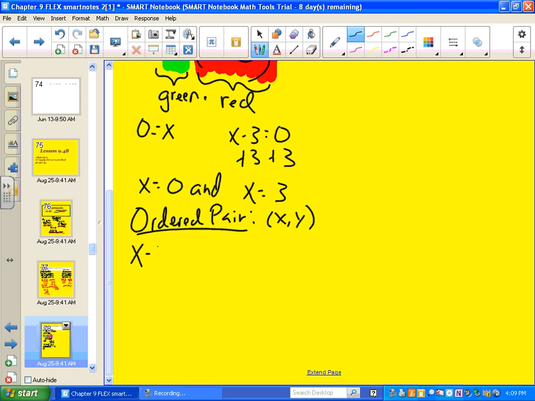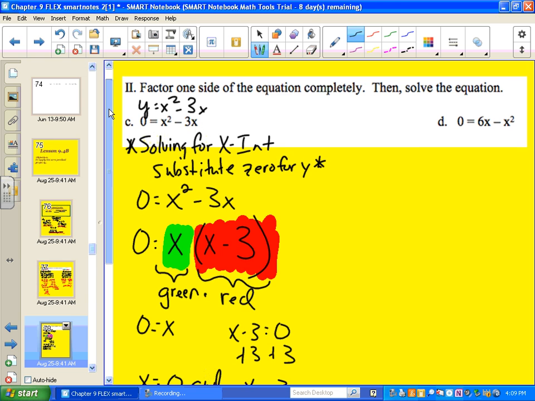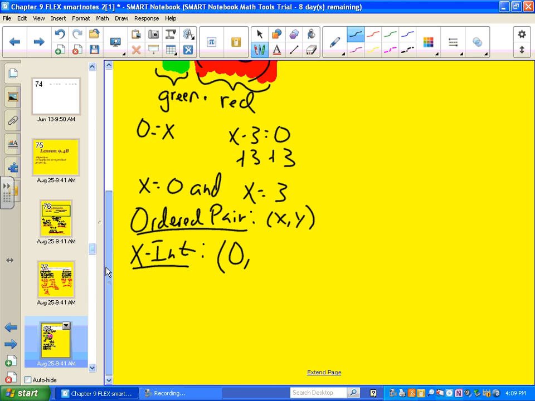So the x-intercepts, we have a 0 for the x. Now, what did we substitute in for y? We substituted 0 in for y. So we have 0, 0, and then we have 3, 0.